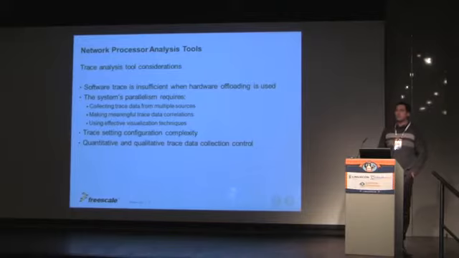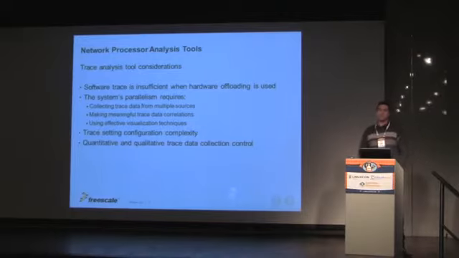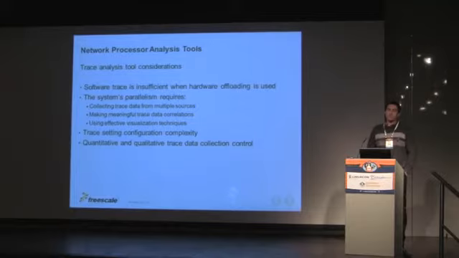So these are the main issues that we have been faced with when developing tools for networking processors. Number one, the software trace, the F-trace, LTTNG trace, and so forth, is insufficient when a lot of the networking functionality is offloaded to hardware. Okay, the software is simply unaware of that.